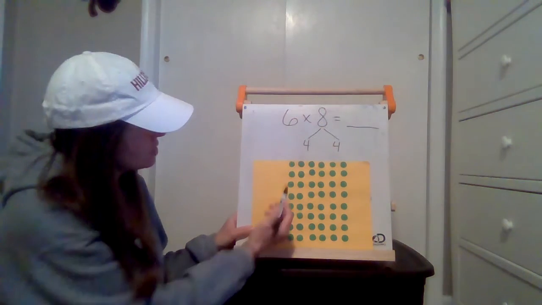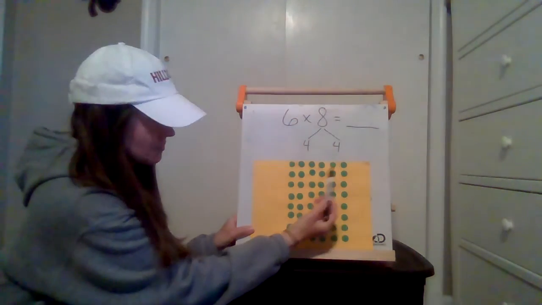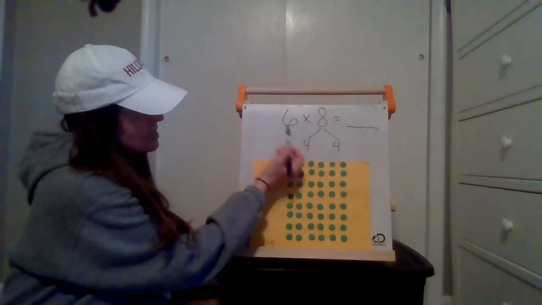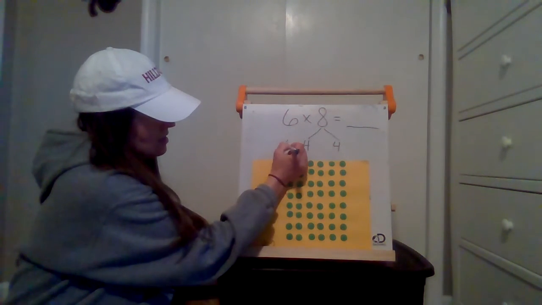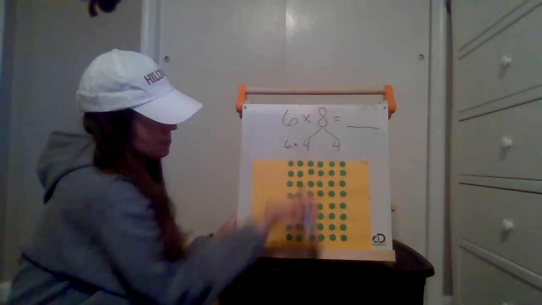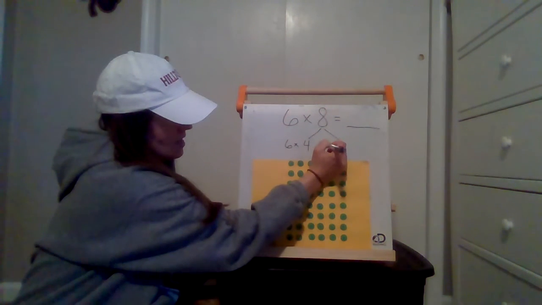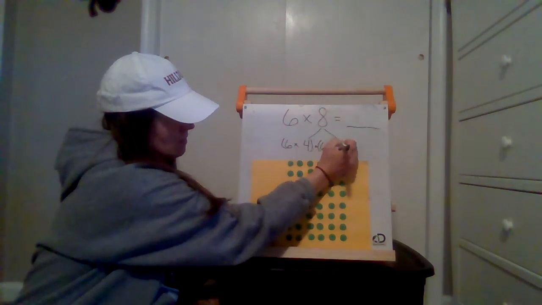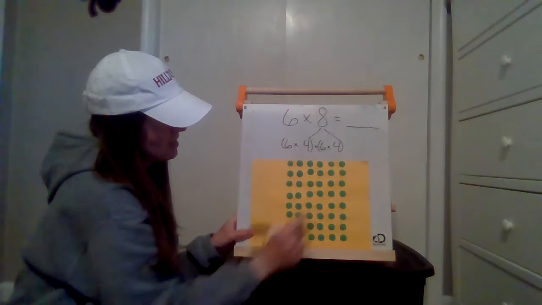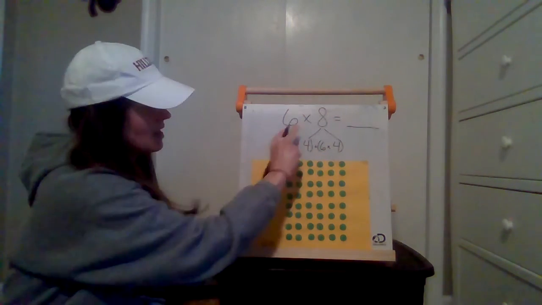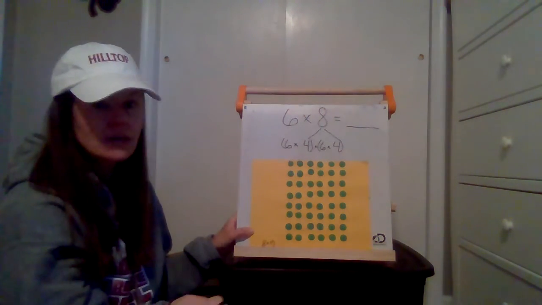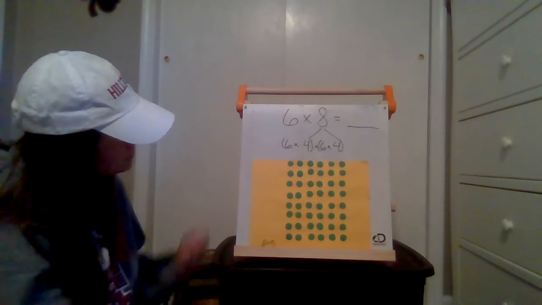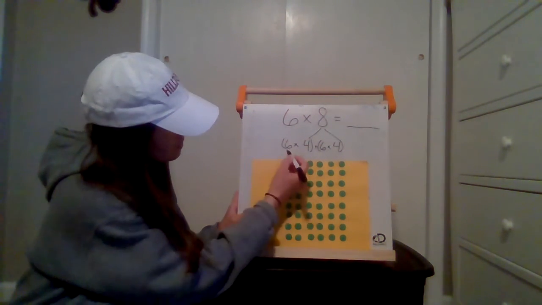And I feel really good about my 4 times tables because I know I can double my double. So instead of looking at this as 6 groups of 8, I'm going to take a look at it as 6 groups of 4 and 6 groups of 4, or 4 groups of 6 and 4 groups of 6, because when I flip-flop these factors, my product's going to stay the same.